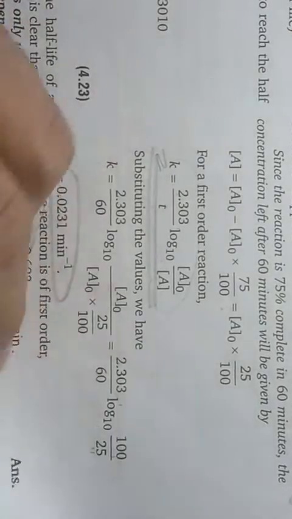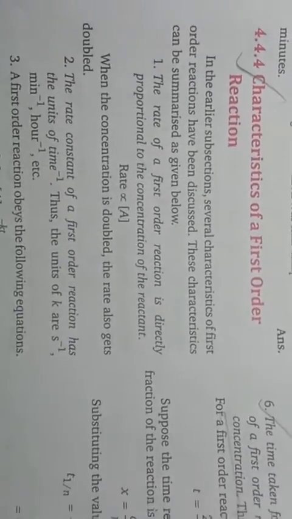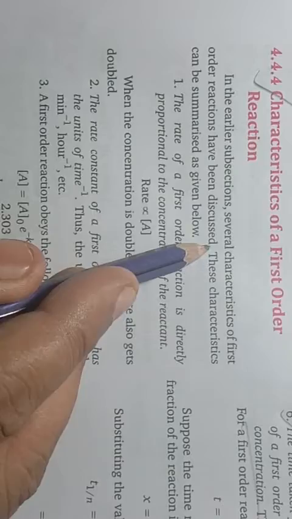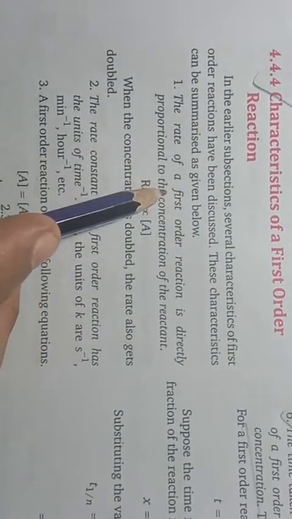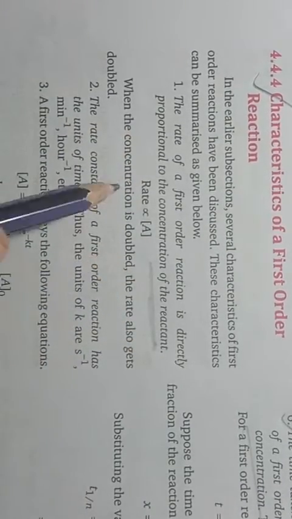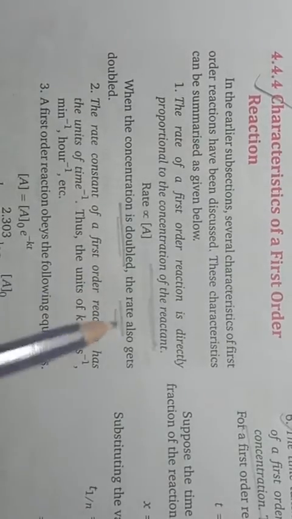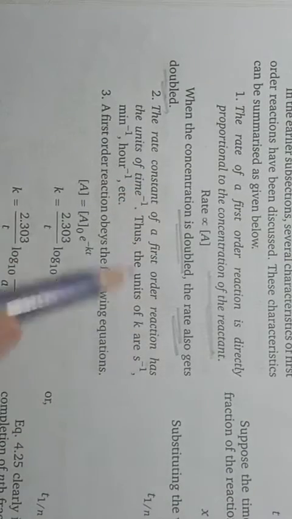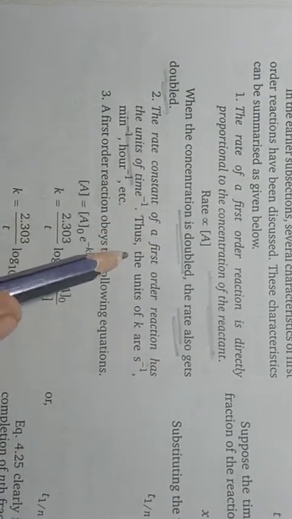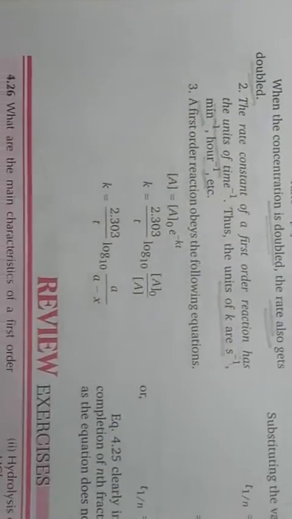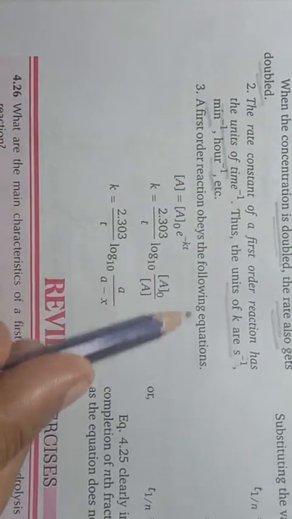Okay, then characteristics of a first order reaction. There are a number of characteristics; a few important ones are as follows. The rate of a first order reaction is directly proportional to the concentration of the reactant. When the concentration is doubled, the rate will also double. Then the second point: the rate constant of a first order reaction has the units of time inverse, meaning the units of K are per second, per minute or per hour. The first order reaction obeys the following relation.